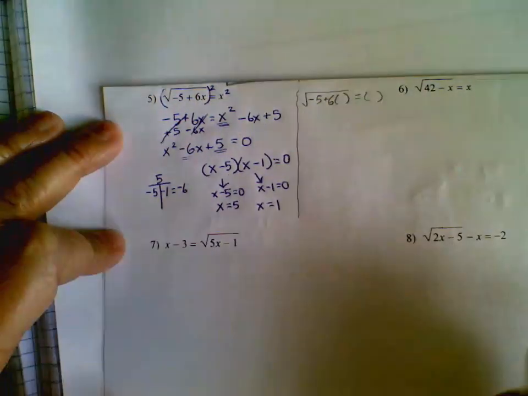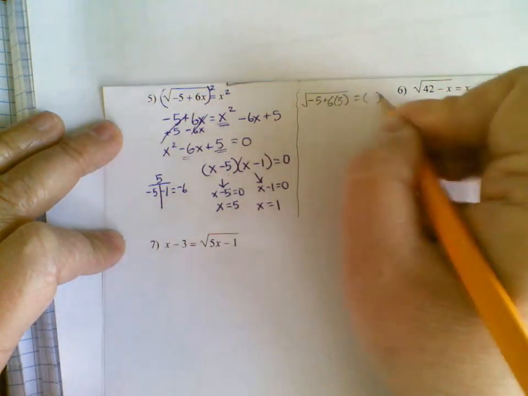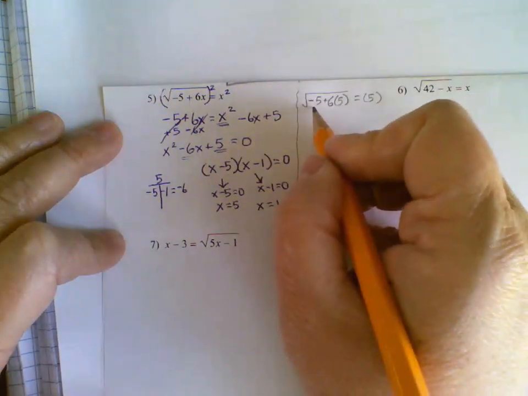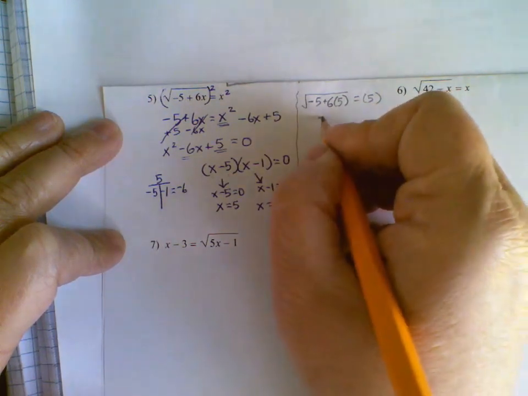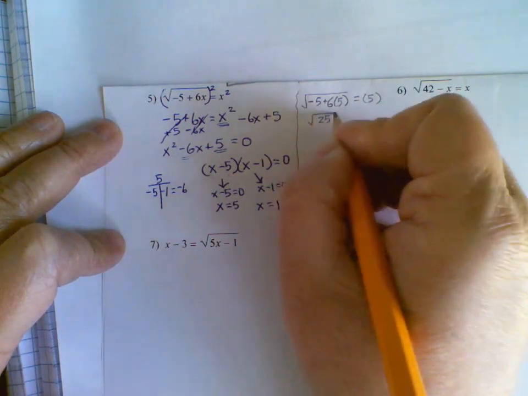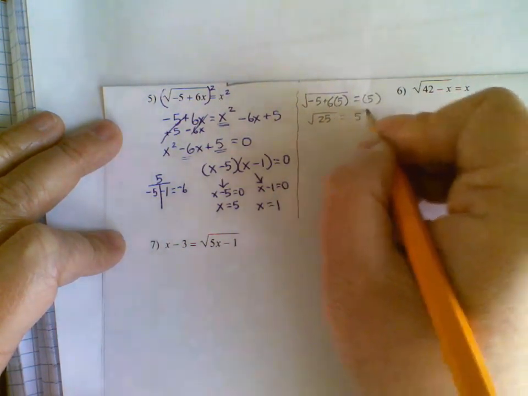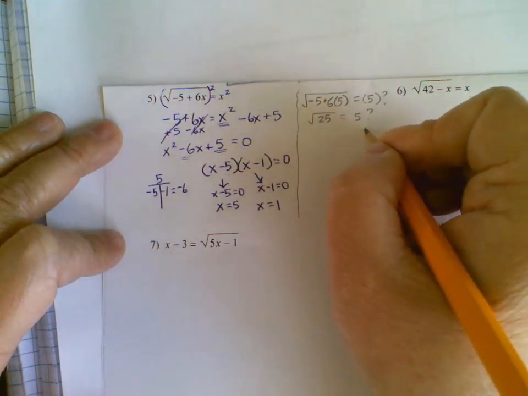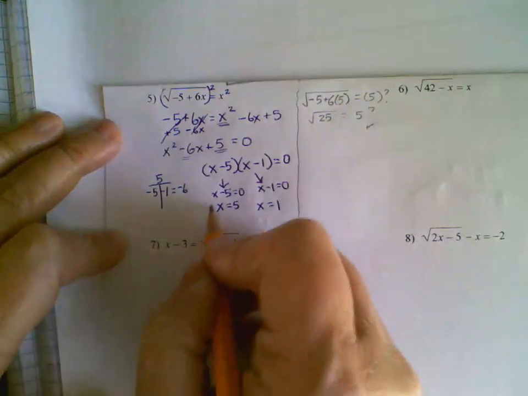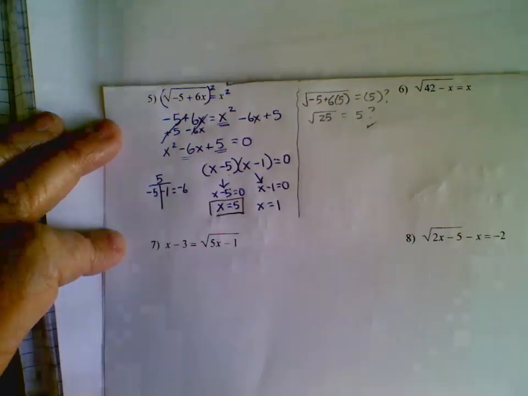Okay, so I'm going to try plugging in 5 first. I plug in 5 here and 5 here. So negative 5 plus 6 times 5 is 30. Negative 5 plus 30 is 25. So I have square root of 25 equal to 5. Is that true? Yes, square root of 25 is equal to 5. So that's true, and I keep this solution.